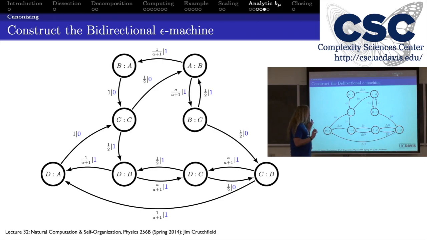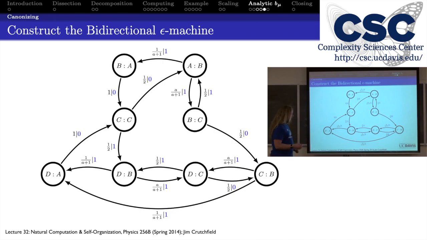Okay, so now we have the bidirectional machine, which means we can calculate the excess entropy because the stationary distribution over this will give us a distribution over forward epsilon machine states and reverse epsilon machine states. Once we have the joint distribution over forward and reverse, the mutual information of that is the excess entropy. So we can calculate the excess entropy exactly, analytically, in terms of the parameter A. So we have it completely analytic.